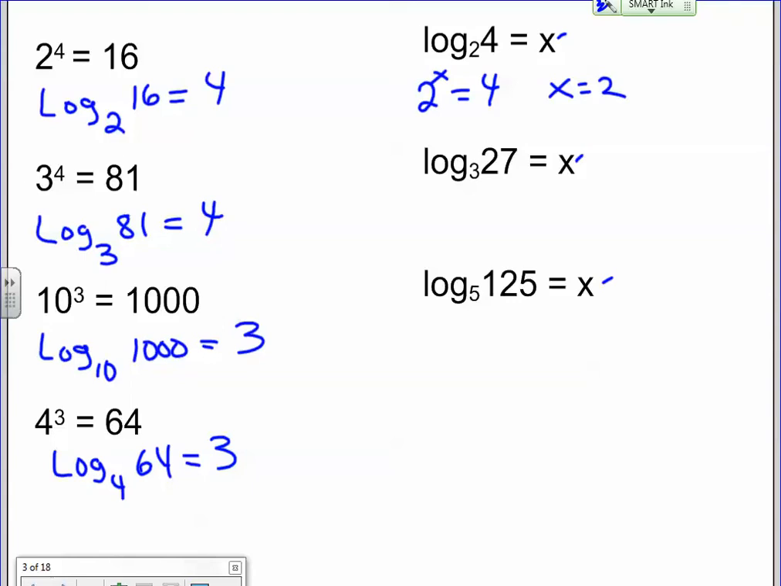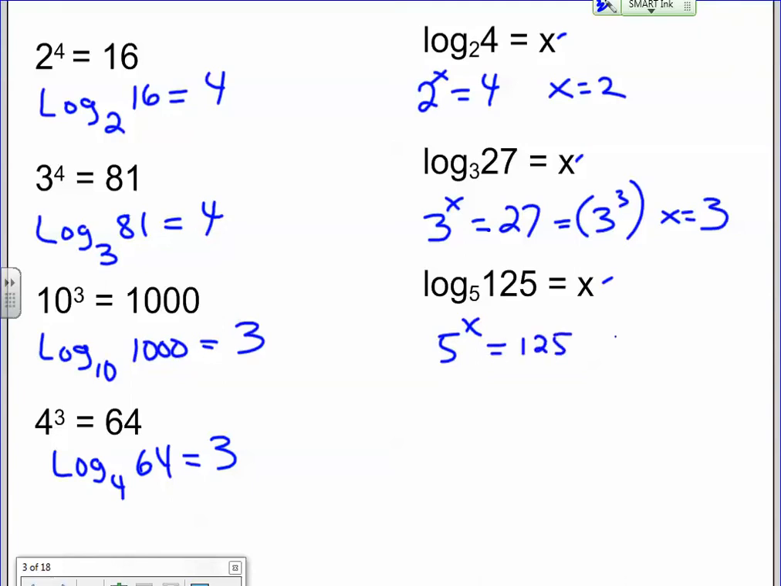So this one, the exponent is x, the base is 3, so 3 to the x equals 27. Remember, we can write 27 as 3 to the third power, so that means x has got to equal 3, but you probably knew that already. Same thing on here, so it's 5 to the x. The base is 5, the exponent is x, equals 125, and x equals 3.